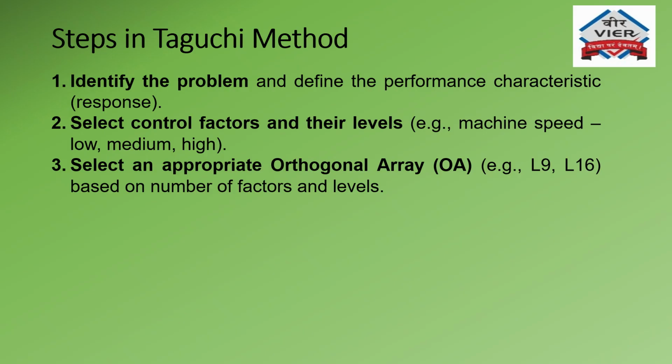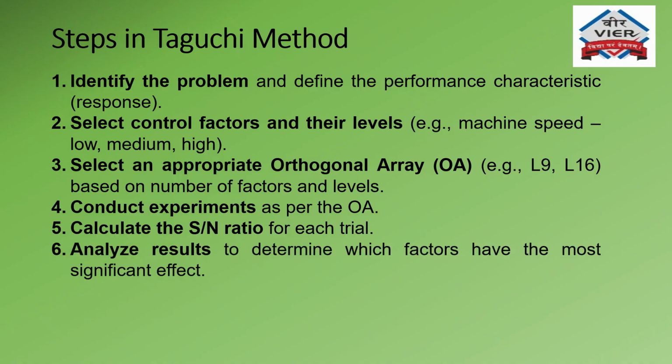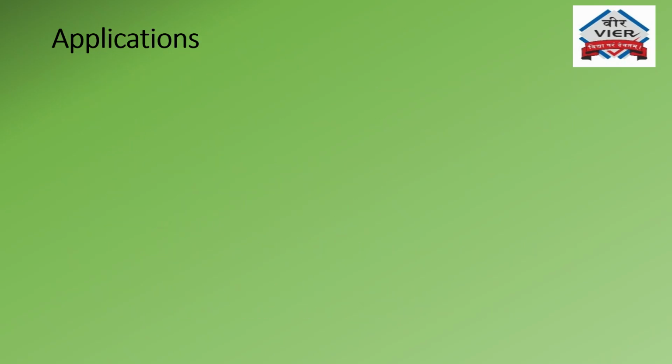Then select the appropriate orthogonal array like L9, L16. These are based on the number of factors and number of levels. Then conduct the experiments, calculate the SN ratio for each trial, analyze the results to determine which factors have the most significant effect, determine optimal levels of control factors, and validate the experiment by conducting confirmation runs.